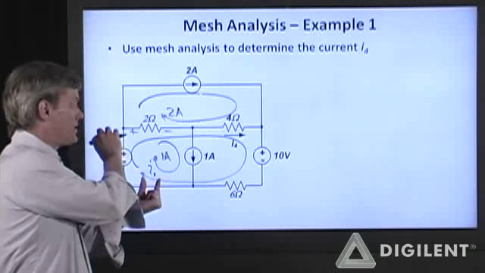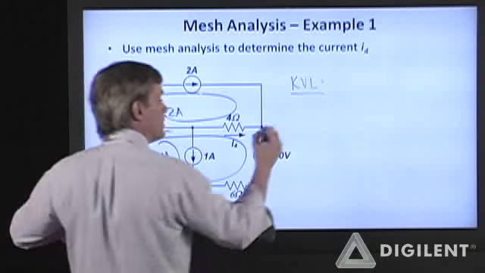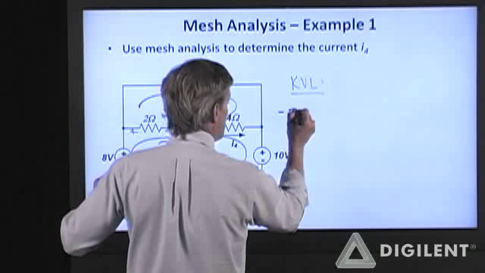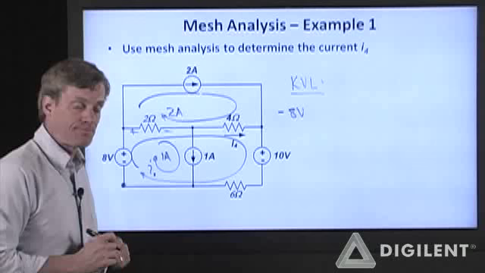So if I do KVL, and let me just start down here at this lower left-hand corner, going clockwise through here, I hit this negative terminal first. This becomes a negative 8 volt contribution.